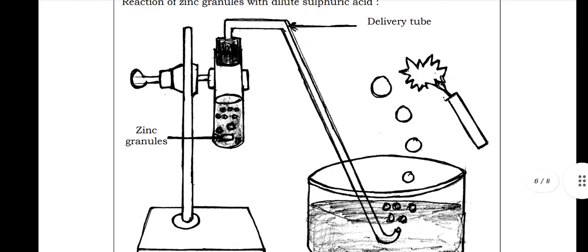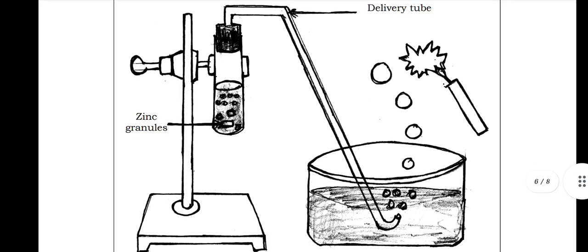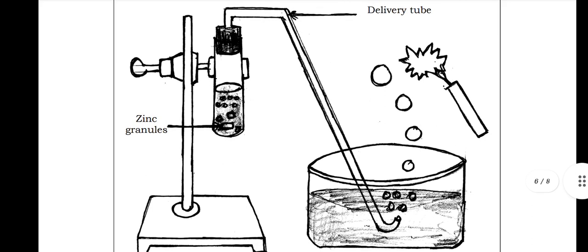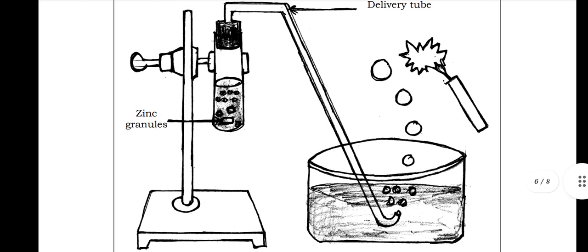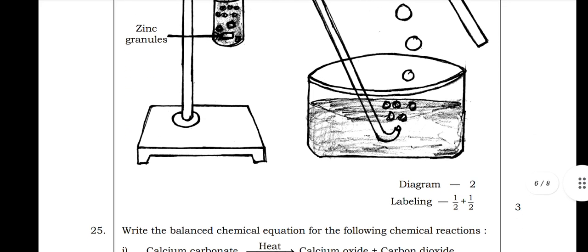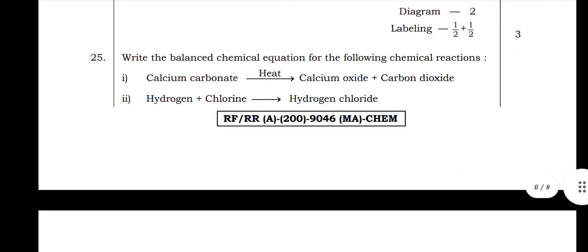Here, see, in the stand the test tube is there, and in it the zinc granules are there, and the delivery tube goes into the water, where bubbles are coming. These you have to mention. For the labeling you will get 1 mark, and 2 marks for the drawing, so therefore you will get 3 marks. Next, the 25th question they asked: write the balanced chemical equation for the following chemical reaction: calcium carbonate, on heating, gives calcium oxide plus carbon dioxide.